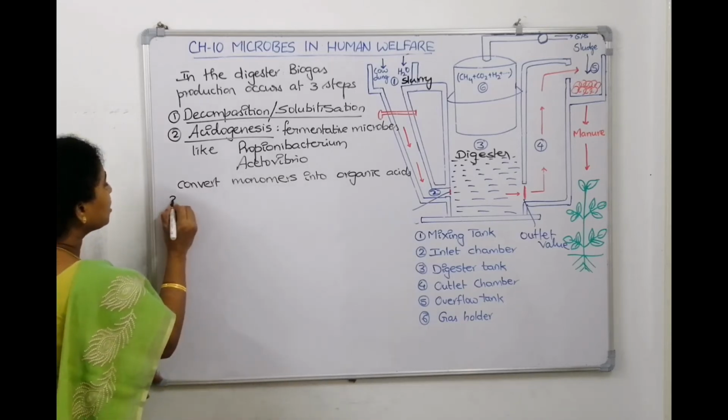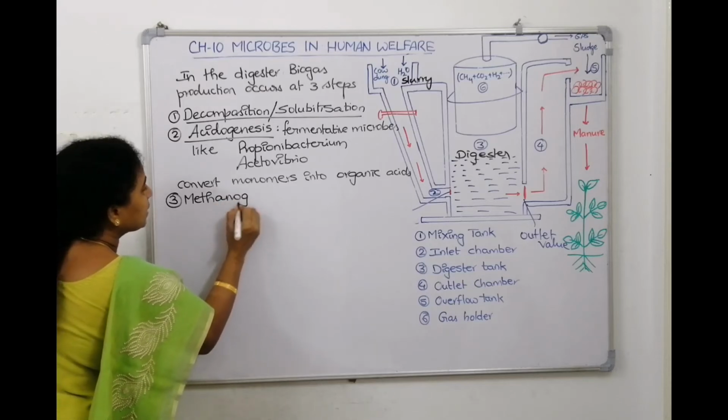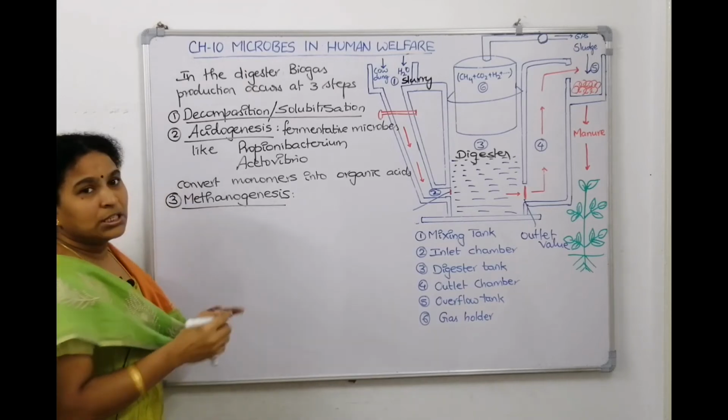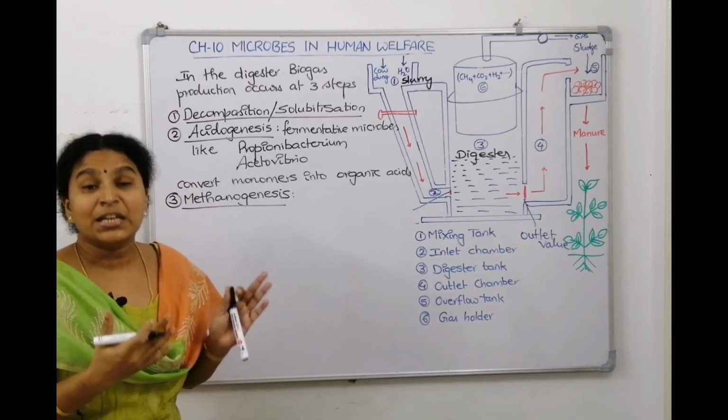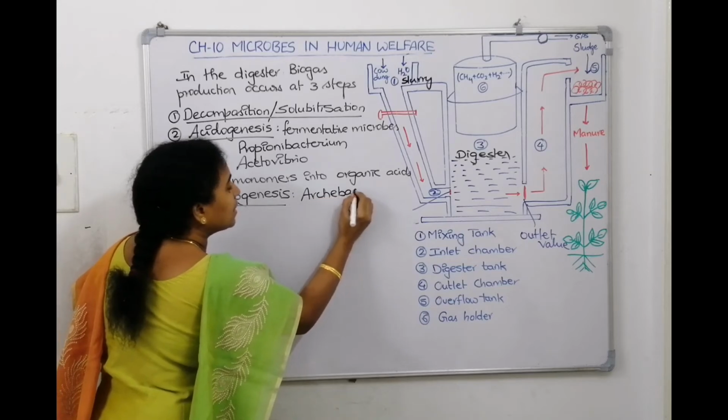Now let's go to the third step, the last step, which is called methanogenesis. Now this is the exact process. Methanogenesis is where methanogenic bacteria are involved. Archaebacteria we call them, right?